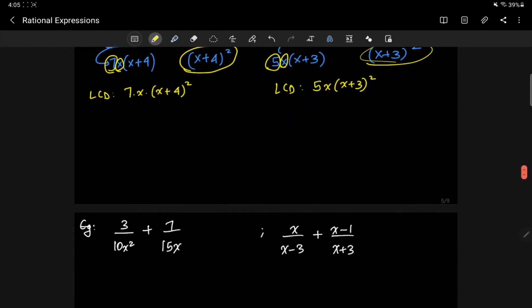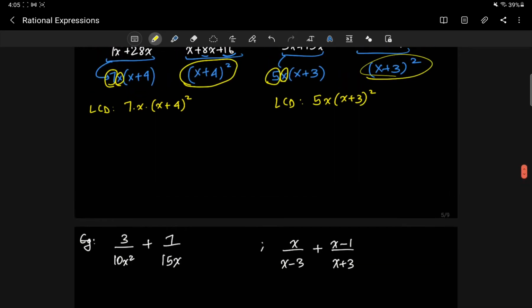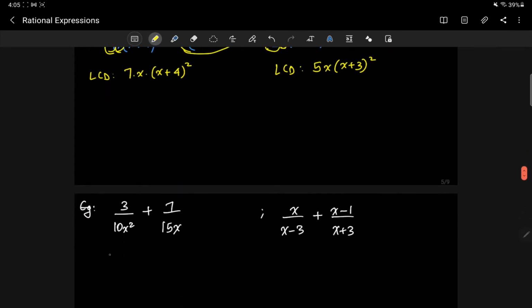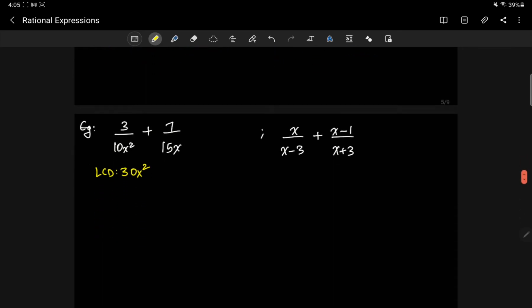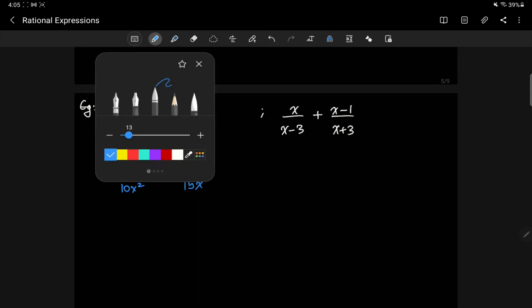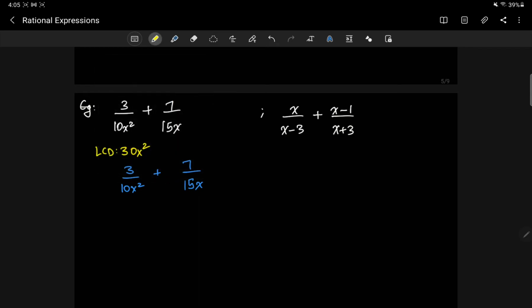All right. So in this video, let's add these rational expressions up. Now for here, I noticed that it's 10x squared and 15x, and I did find the LCD previously to be 30x squared. Now, what I need to figure out is, let me rewrite this, 3 over 10x squared plus 7 over 15x. Now, just as in the case of numbers, I want the denominators to be the same, and I want them to be exactly 30x squared.